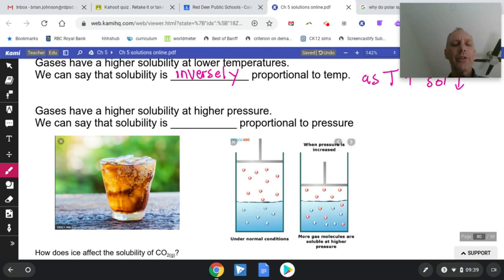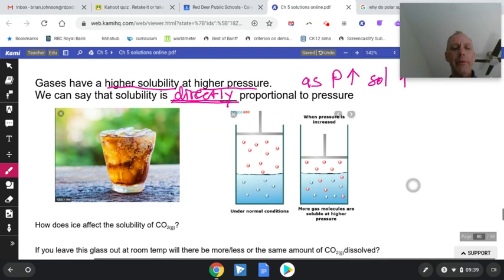So now let's look at pressure. Gases have a higher solubility at a higher pressure. So as pressure increases, solubility increases. So what word am I putting in here? Directly proportional or inversely proportional? D-I-R-E, that is so messy, directly proportional. Okay. So let's look at some examples here.